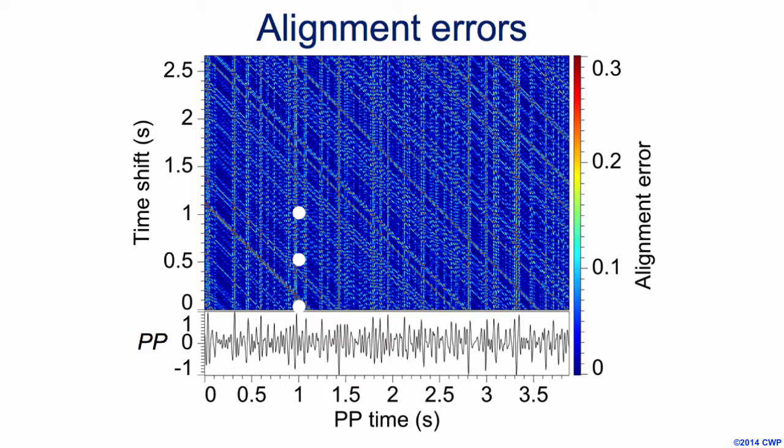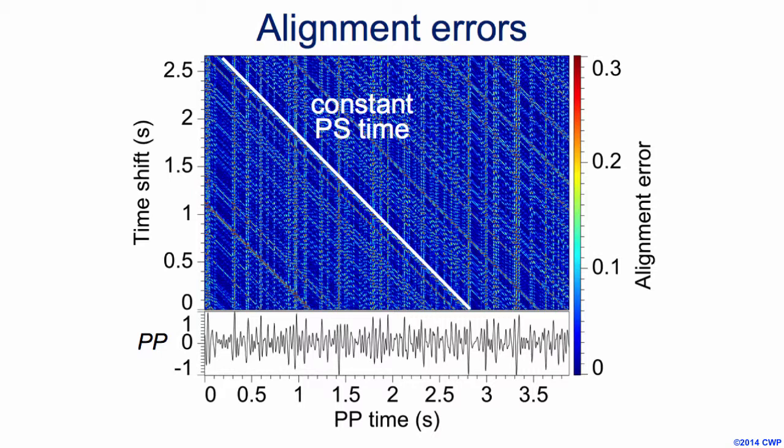Notice that a lot of features in this array of alignment errors are vertical. Those correspond to features that have a constant PP time. And if you look, you can probably see that the higher amplitudes, the redder hues, correspond to peaks in the PP trace that you see below. Likewise, the diagonal lines correspond to large amplitudes in the PS seismogram. And so those are just lines of constant PS time.